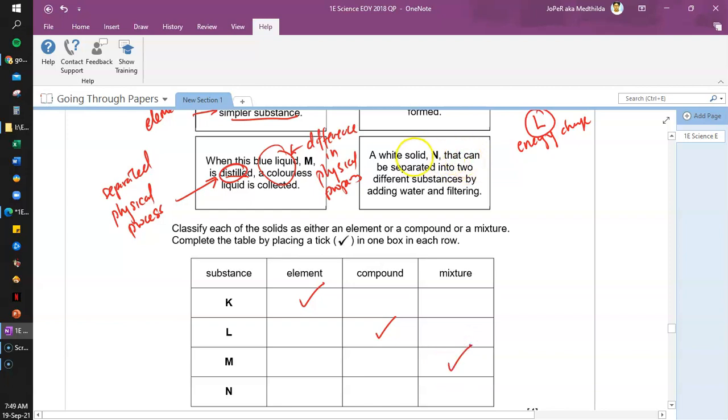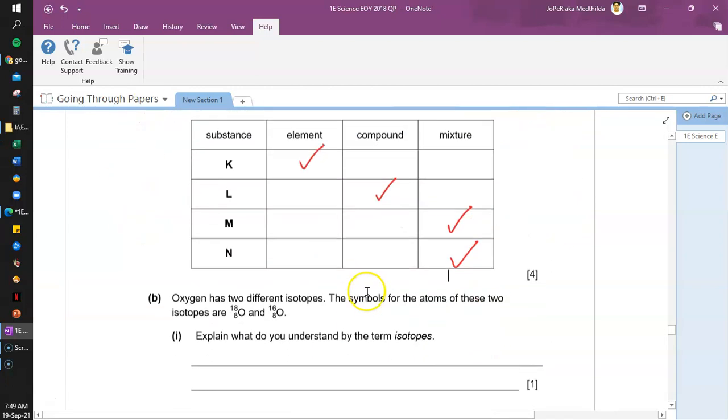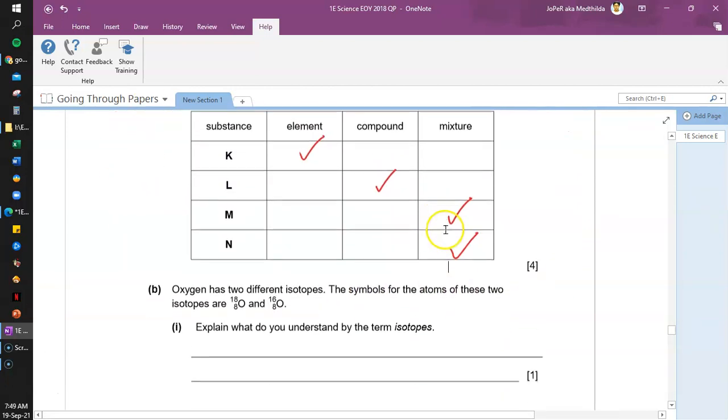Last one, white solid N can be separated into 2 different substances by adding water and filtering. This is once again separation by a physical process. So therefore, this is also a mixture. Okay, quite simple marks here.